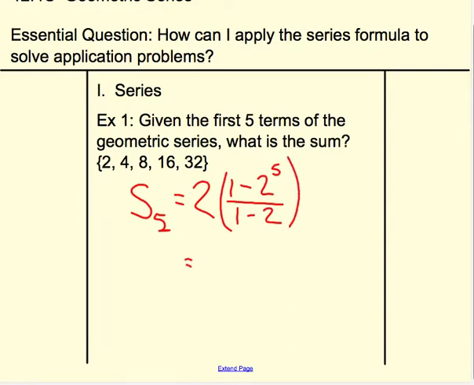Punch this into your calculator, and actually the way that it's formatted here, you need a double set of parentheses, but in actual order of operations, it's going to multiply and then divide, which is just fine. So you need parentheses around your numerator and around your denominator, but you actually don't need the big parentheses around the whole expression. So I got a sum of 62, which again, we can easily see when we add those numbers up that we get 62.